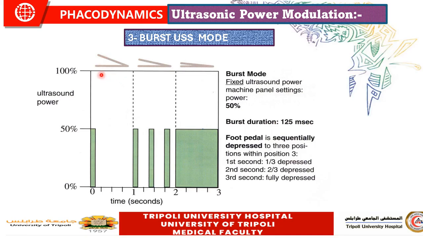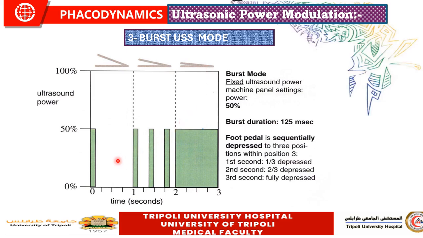So the more you step down on the foot pedal from the beginning of position 3 up to the end of position 3, the more you shorten the interval between pulses, so that at the end of position 3, there will be a continuous pulse. So we only have to set the power in the machine. Otherwise, the interval between pulses will be shortened based on the pressing of the pedal from the beginning of position 3 up to the end of position 3.